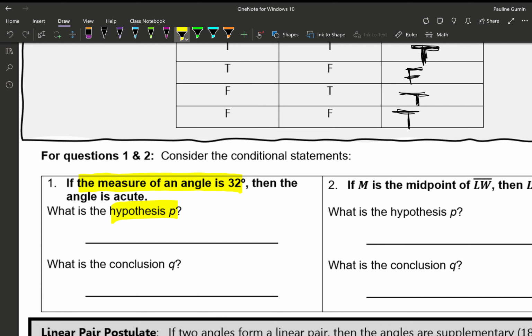I'm not going to rewrite it because my handwriting is never the best. Actually, let's just go for it. Let's not be so self-conscious, Miss Gumin.